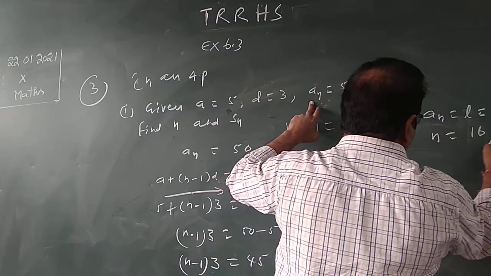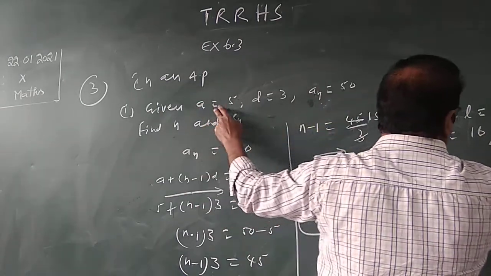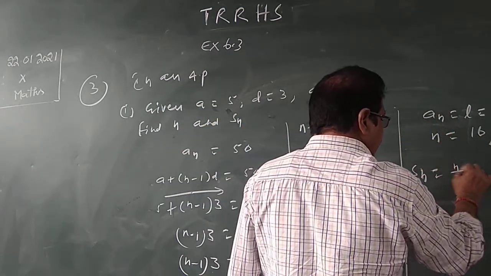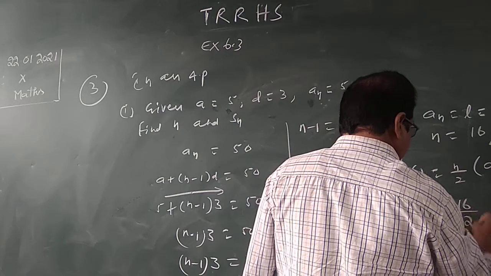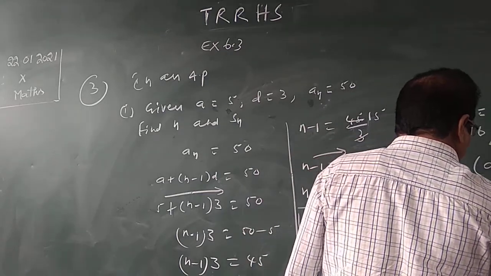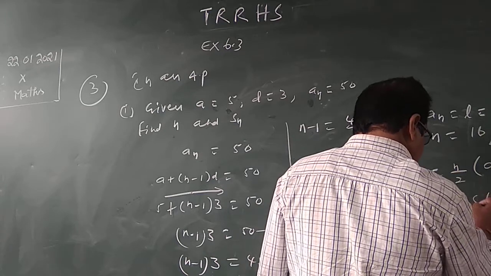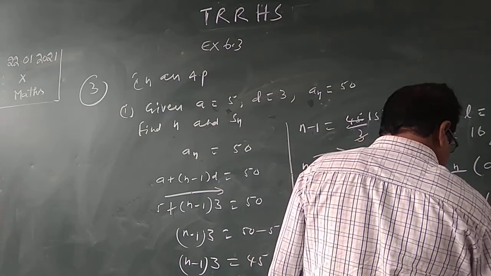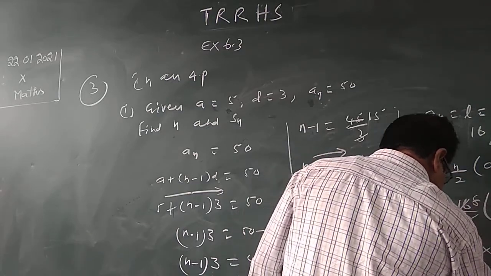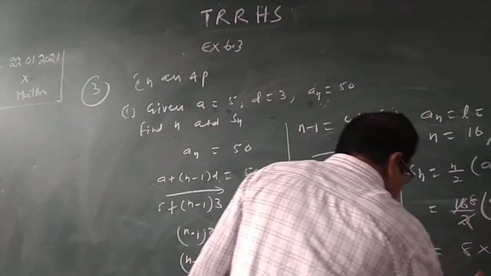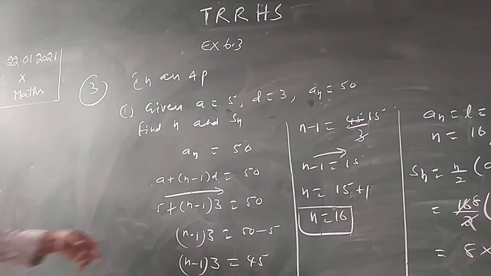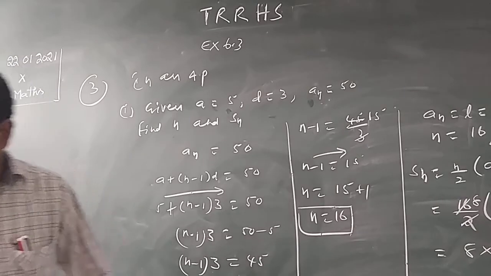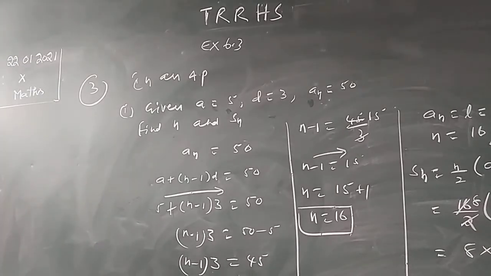a is also given. a is equal to how much? 5. Using the direct formula, Sn is equal to n by 2 into a plus l. What is n? 16 by 2, a plus l, a is 5, l is 50. So 2 eights are 16, 8 into 5 plus 50, 55. 8 fives are 40, 0 and 4 carry, 8 fives are 40, 440. So the sum of the n terms Sn is equal to 440. Like this you can find the n value and the sum of the n terms. Now I go for the second bit.